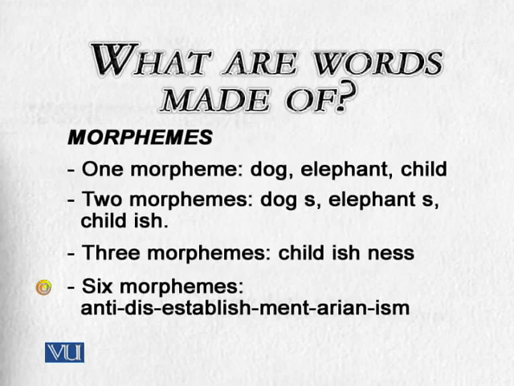If you add one more as a prefix, let's say anti, the word goes as anti-dis-establish-ment-arian-ism. So a word can have six morphemes also, but when you construct your words, make sure that the comprehension of your reader will be a question. Therefore, words which are smaller in size should be everybody's choice.